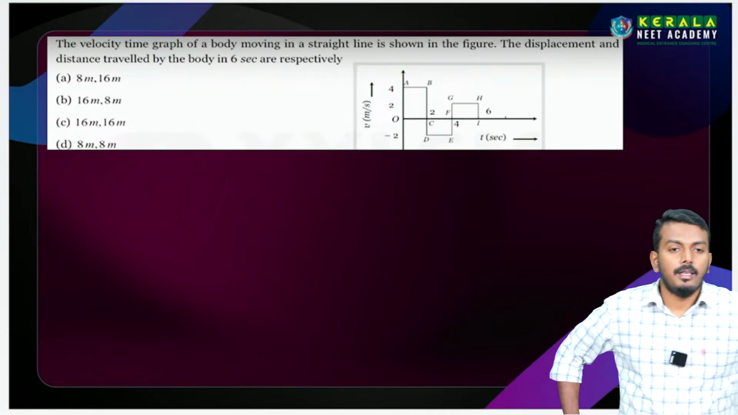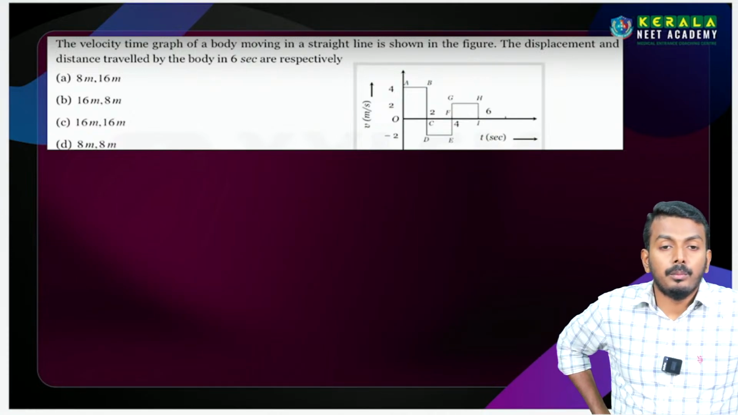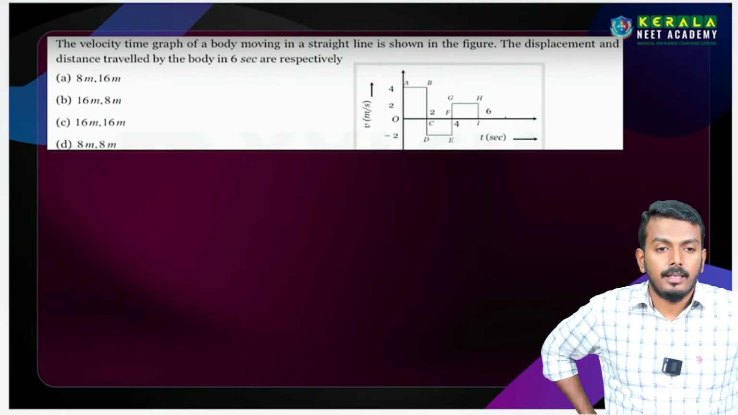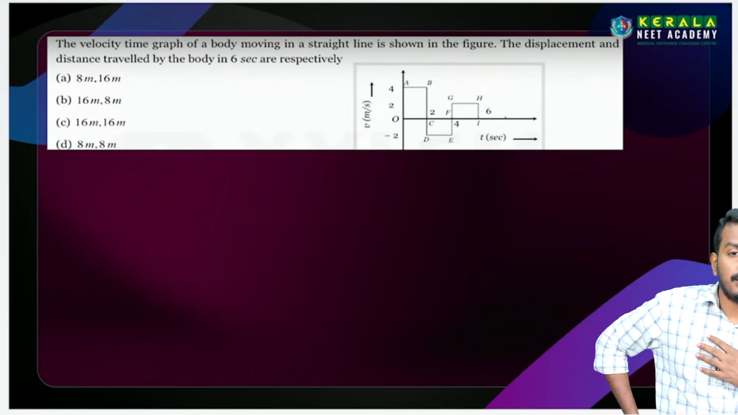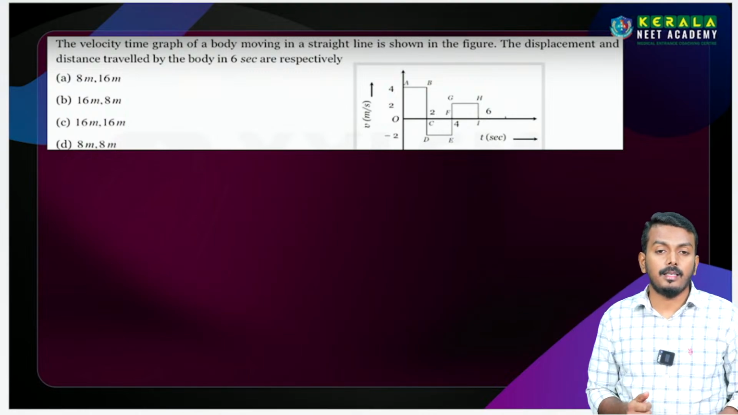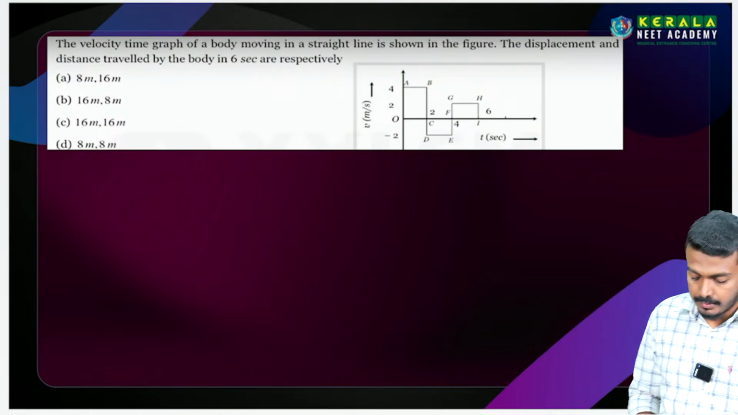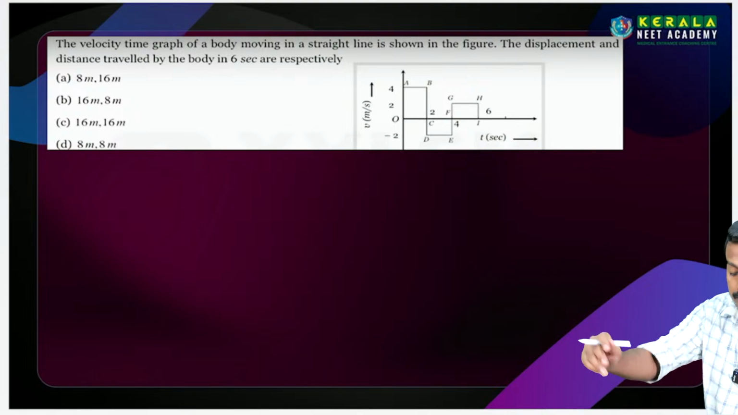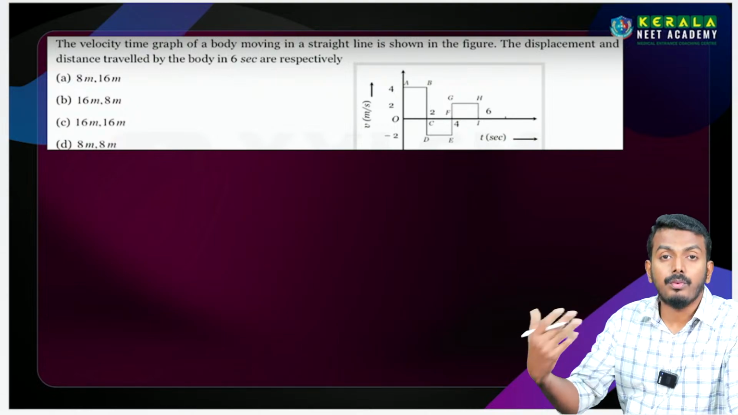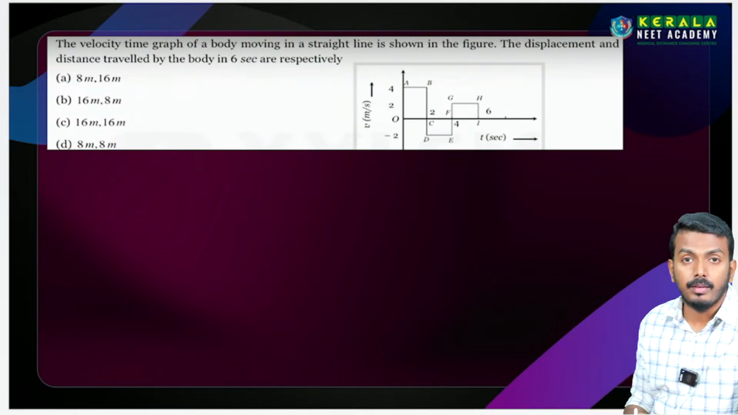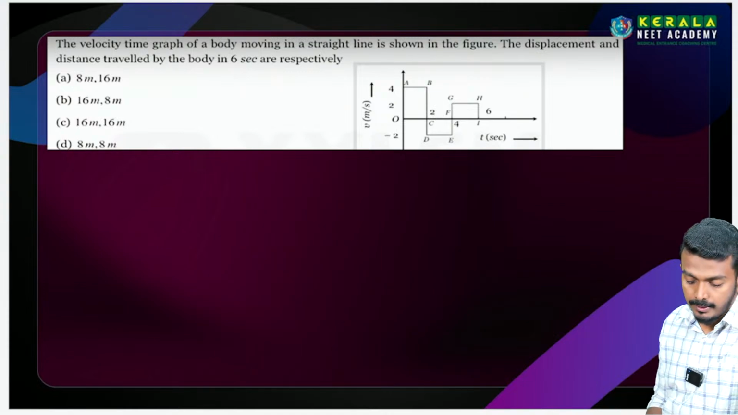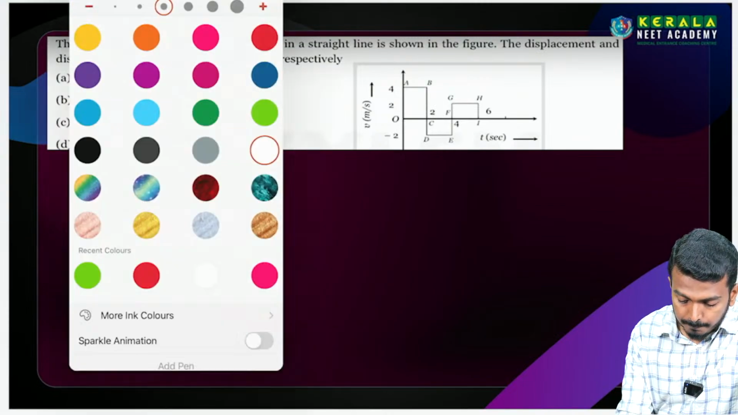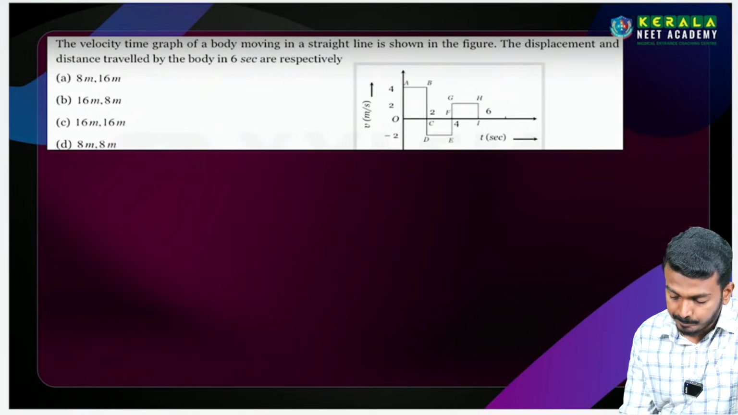Read the next question. The velocity time graph of a body moving in a straight line is shown in figure. Find the displacement and distance travelled by the body in 6 seconds respectively. Means we want to find two values. First we have to find what? Distance. Second we have to find what? Displacement. Both the values are asked in the question. How to find distance?